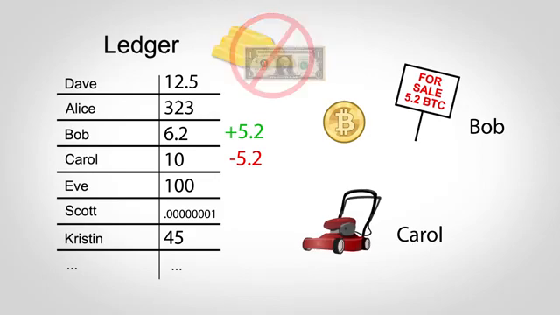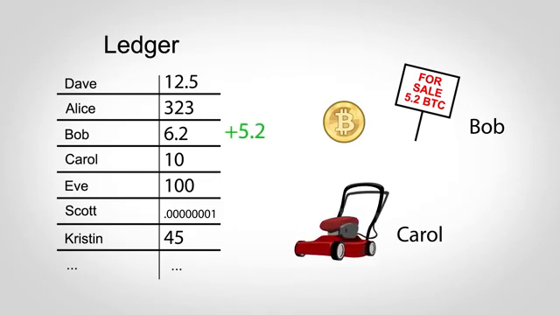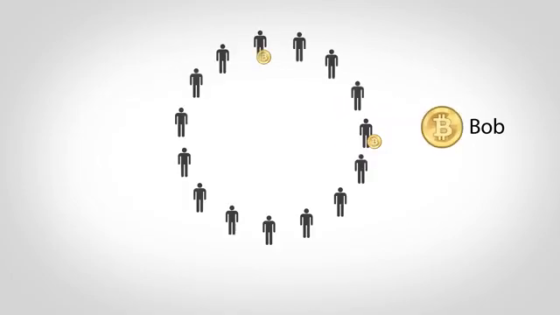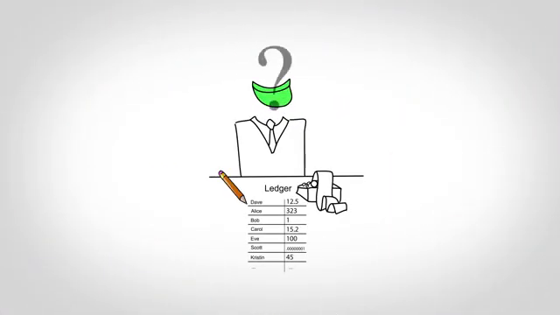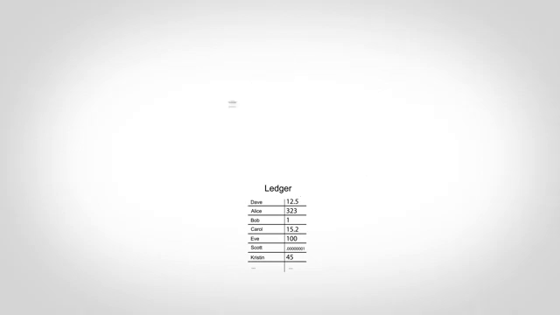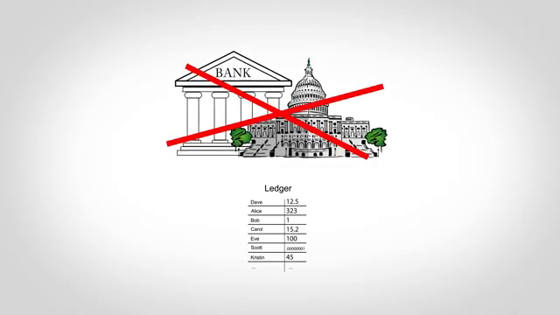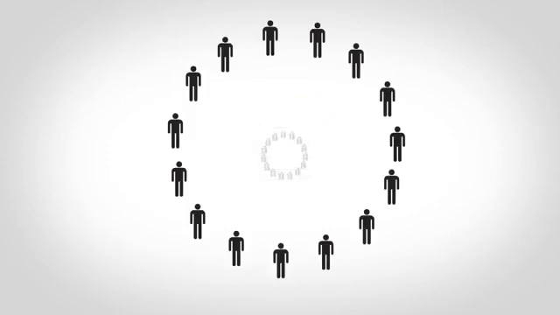Bob is only willing to trade his real-life lawnmower for a higher number in this digital file because he has faith that other people will also trust the system. So who maintains this ledger and makes sure no one cheats? One goal of Bitcoin is to avoid any centralized control, so every participant maintains their own copy of the ledger.